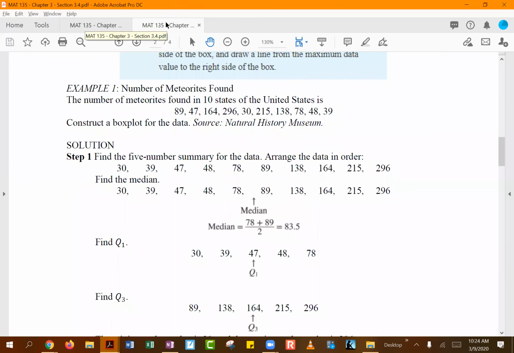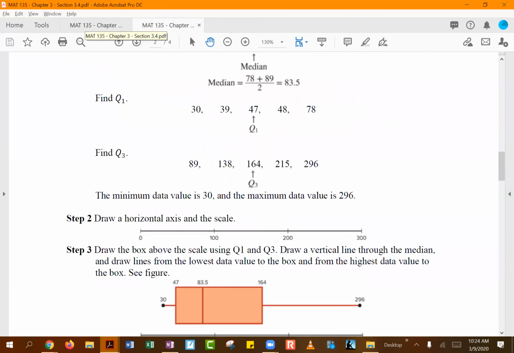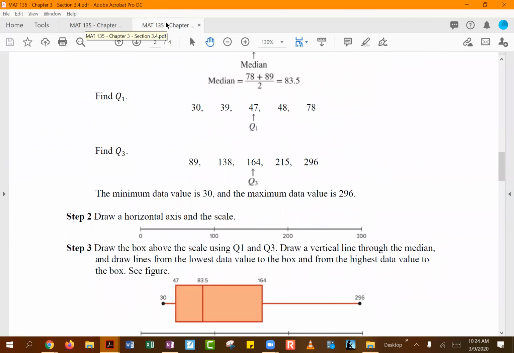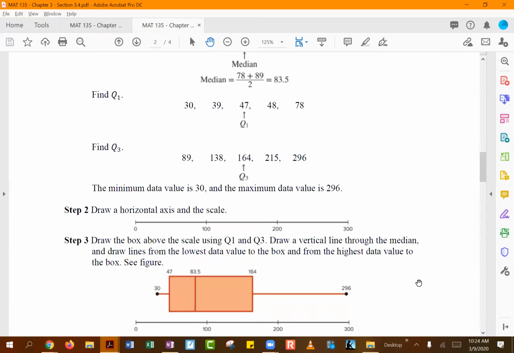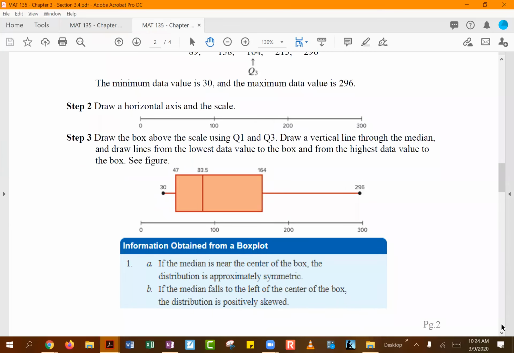Looking at the number of meteorites found in 10 states in the US, again, arrange your data values from smallest to largest. We find our median, our quartile 1, our quartile 3. Of course, we know the smallest and largest data values, which will be 30 and 296. So this is where we are drawing our horizontal scale. And then you mark your lowest data value, quartile 1, quartile 2, quartile 3, highest data value.